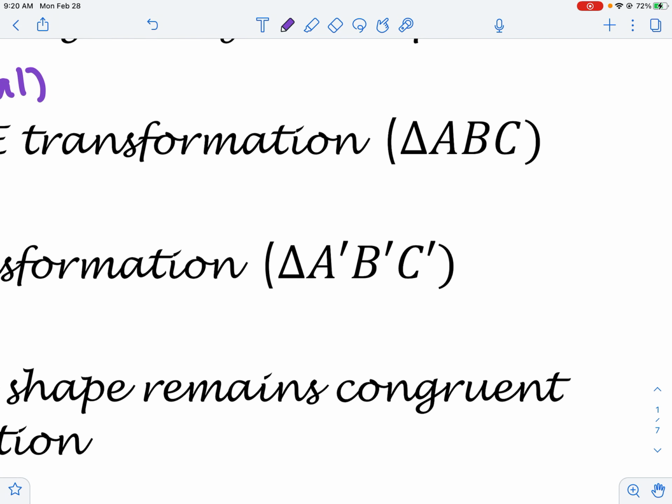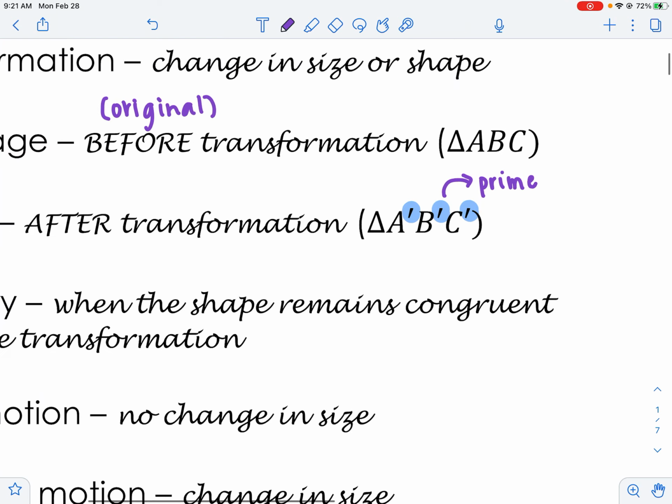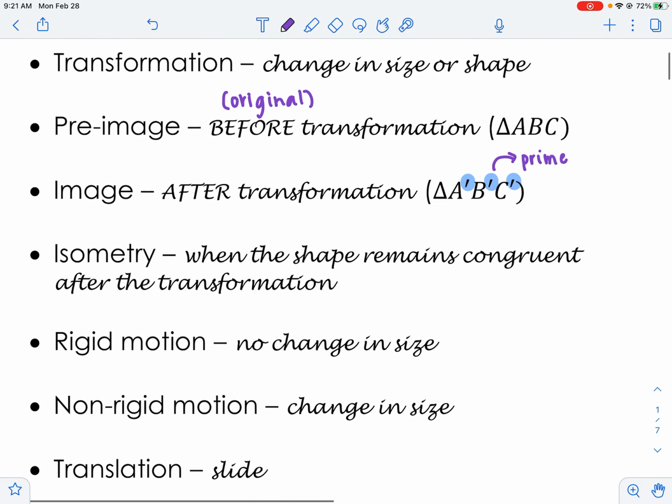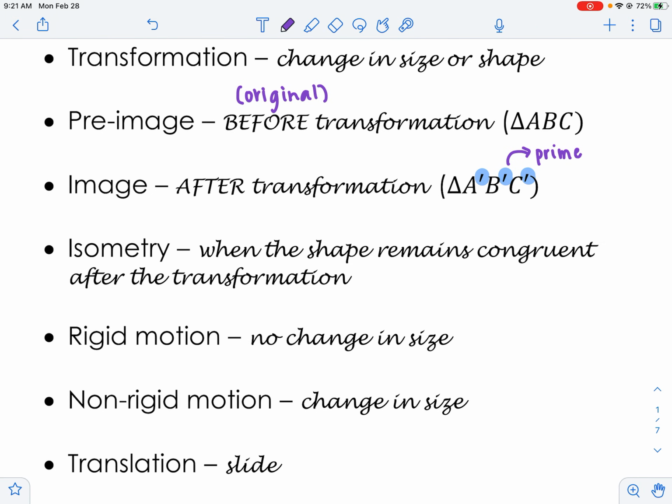So I have triangle ABC, and after I transform it, I call it triangle ABC prime. That's what these little symbols mean, prime. If you've ever seen the movie Transformers and they have Optimus Prime, it's like Optimus Prime after he transforms. It's the same thing here. After your transformation, you add those little apostrophes and we call it prime.